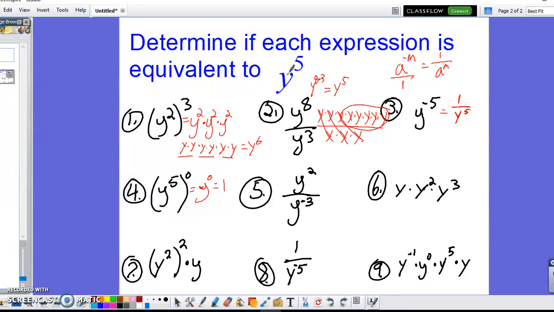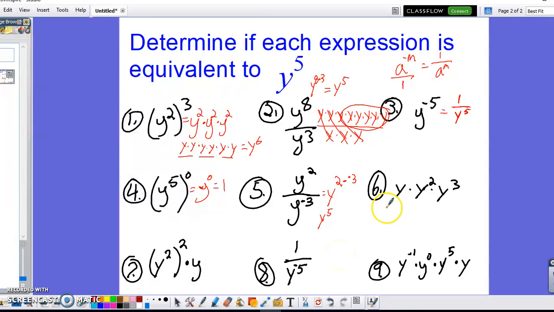Number 5, remember my explanation number 2, so we're going to subtract. What I need to do is say this is going to be y to the 2 minus negative 3rd power. Well, I'm subtracting a negative, so that's the same as adding a positive. So y to the 5th power. So that is equivalent to my original expression.